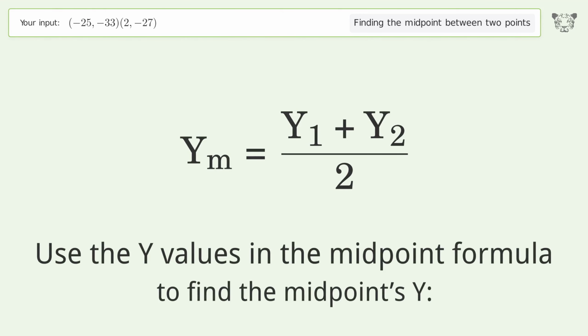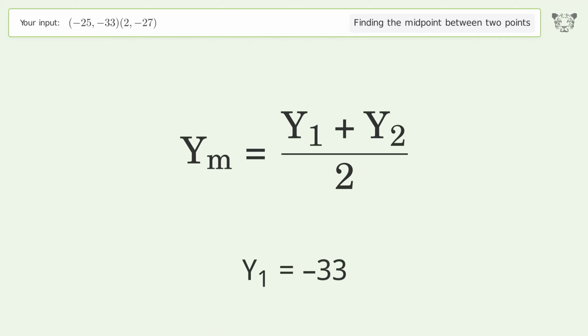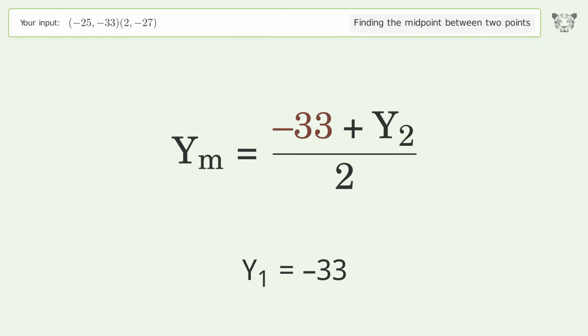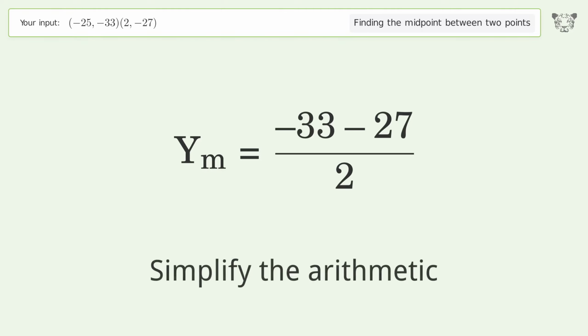Use the y values in the midpoint formula to find the midpoint's y. y1 equals -33. y2 equals -27. Simplify the arithmetic.